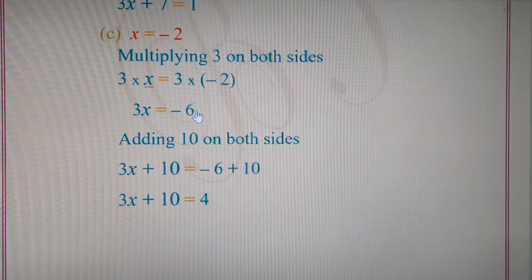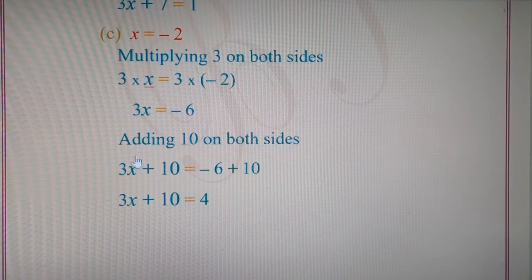But let us use one more mathematical function such as addition. We will add 10 on both the sides. The left hand side also we will add 10 and the right hand side also we will add 10. So in the next step we will get 3x plus 10 and minus 6 plus 10. 3x is added to 10 and minus 6 is also added to 10 because we have to add 10 on both the sides. The same mathematical function has to be used on both the sides, left hand side also and right hand side also.